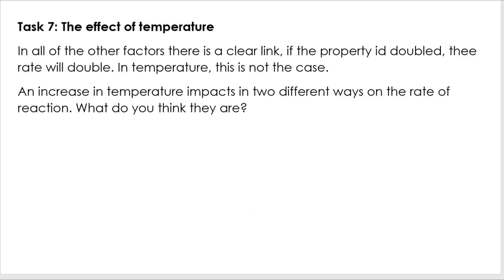Now, it was mentioned in the very first video that we don't have a clear link of doubling temperature, doubling the rate of reaction, which is what we see with concentration, pressure, and surface area. In this particular case, we find that an increase of 10 degrees Celsius or thereabouts will lead to a doubling of the rate of reaction. So a 20 degrees Celsius increase would quadruple, a 30 degrees would increase by a factor of 8, 40 degrees increase by a factor of 16. And it's really important that we understand why.